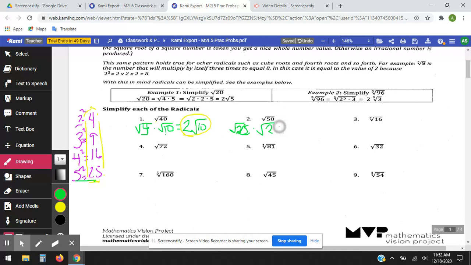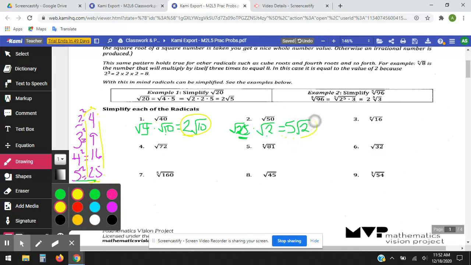Now I can simplify. The square root of 25 is 5. I can't simplify the square root of 2, so I leave it as that. 5 square root of 2.